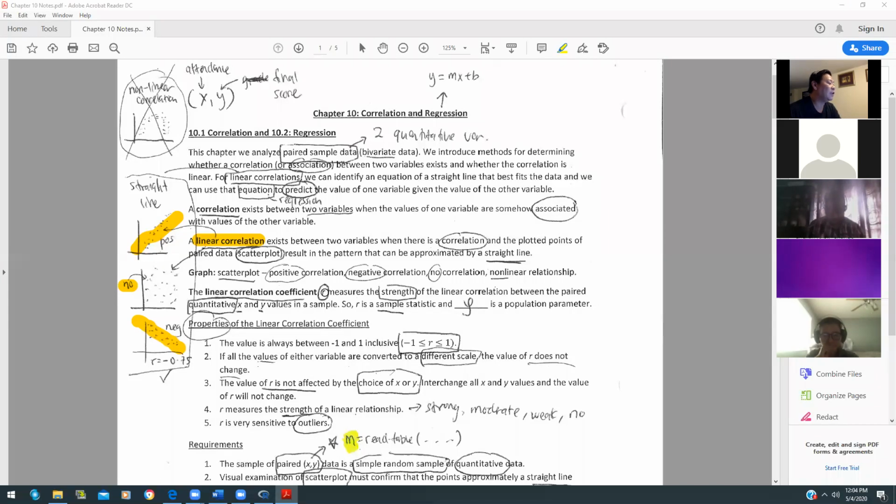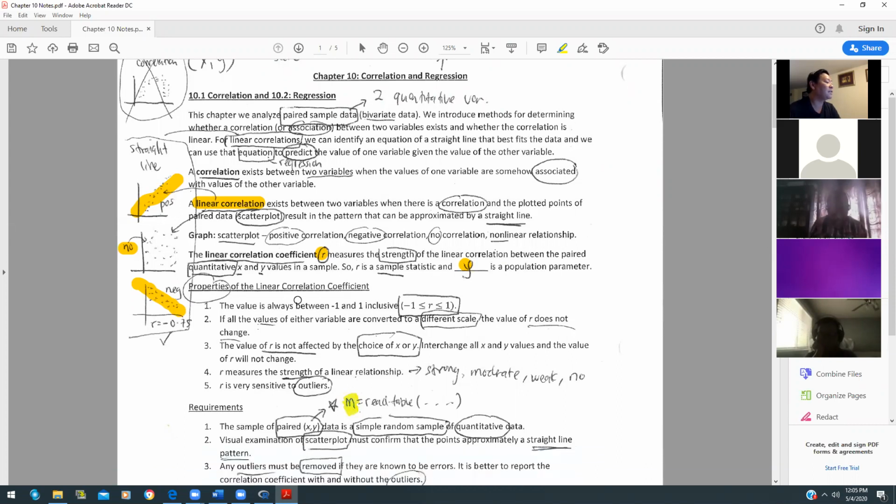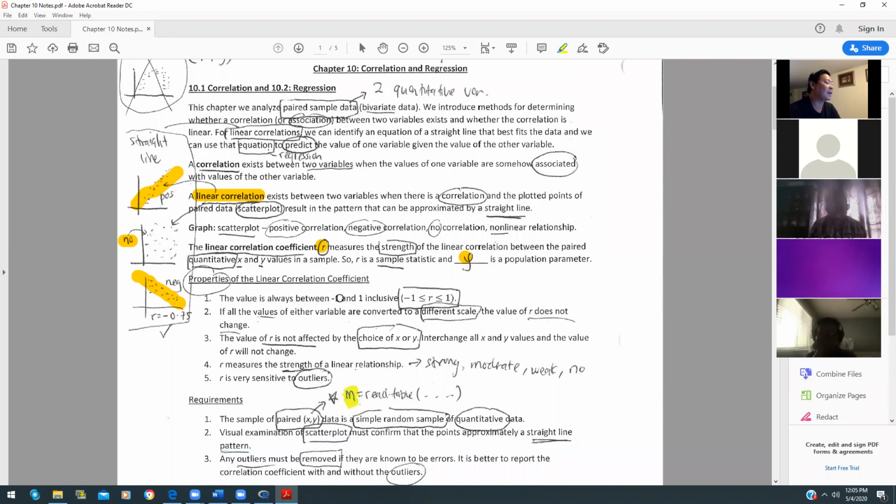We use the letter R for linear correlation, which is for sample statistics, and we use the symbol rho for the population. As you know, we have a sample mean and a population mean, so we have a sample correlation and a population correlation. One is R and one is rho. The property is that R can only take numbers from -1 to 1 inclusively. R can be -0.6, 0.8, 0.02, but R cannot be 5, 3, or -2.8. So your R value has to be between these two numbers.